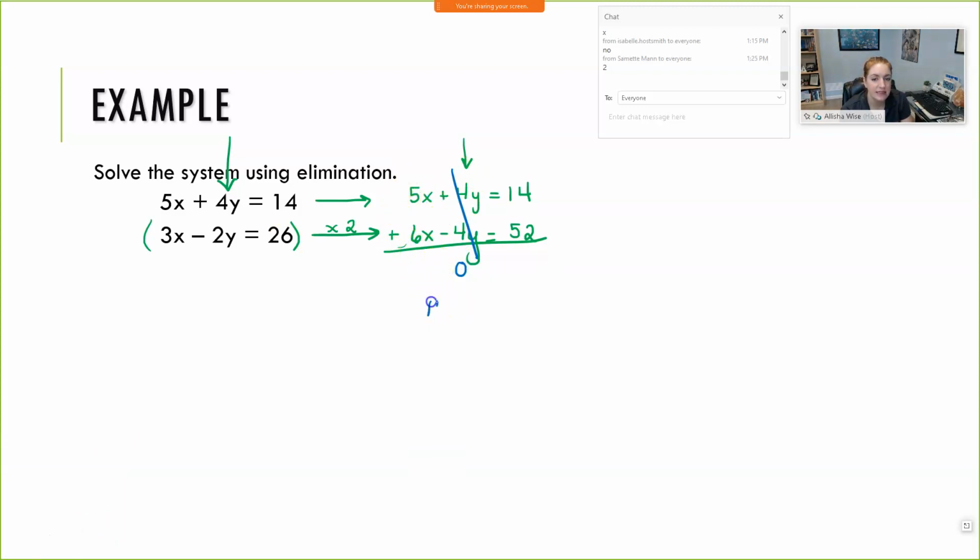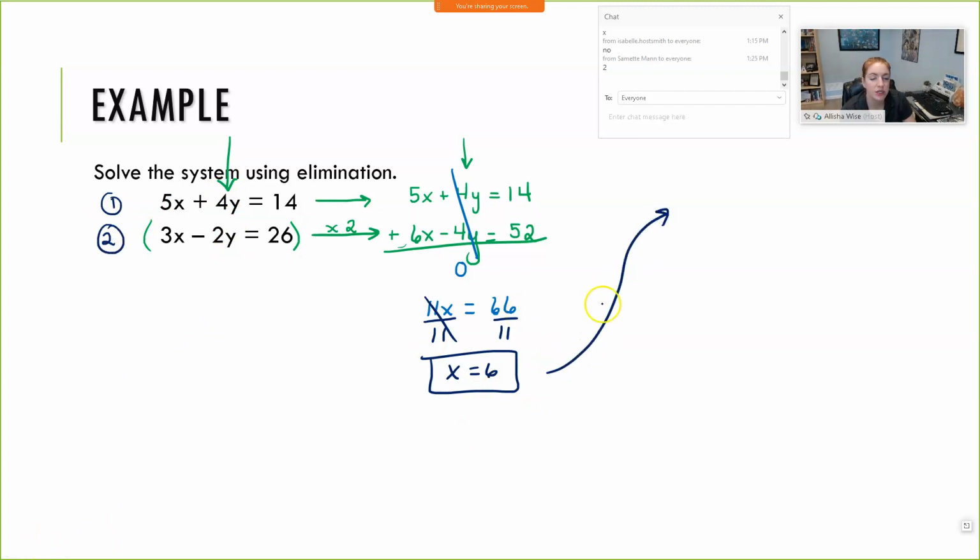So we can just go ahead and add the rest. 5x plus 6x is 11x. And 14 plus 52 is 66. Then we're just going to solve it. Divide both sides by 11. X equals 6. And then back to what we did before. Plug this into one of the original equations. I don't care which one. And then solve. So let's substitute it into equation 2.